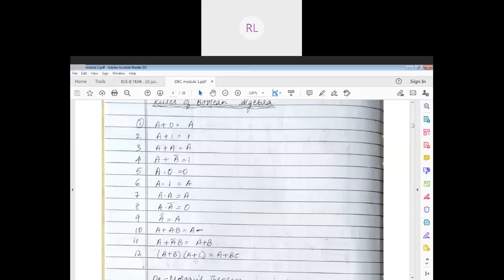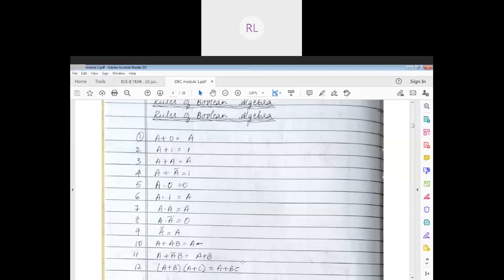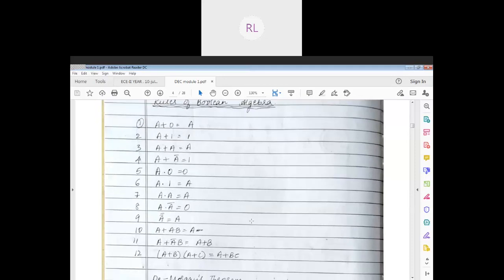Then when you multiply them, a plus b into a plus c, try and multiply them. Ultimately, when you use Boolean algebra, you will get the final value a plus bc. So we will stop here.